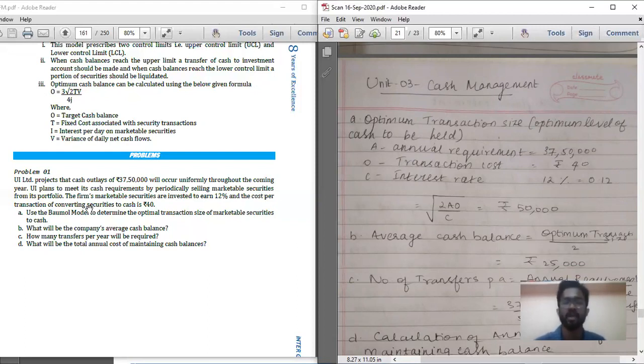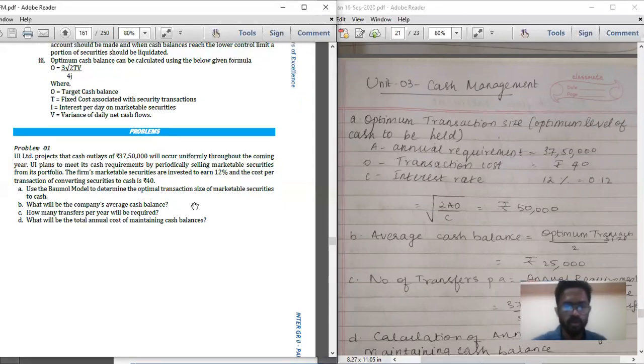That is the first important thing, because every period is an inflationary period where money loses its value as time progresses. Instead of keeping the amount as cash in a locker, you can keep it in your bank account and use it for short-term securities like marketable securities to earn a 12% return. In this problem they have given a 12% return, that is 1% per month. So the interest rate is 12%, and O, the transaction cost, is 40 rupees.